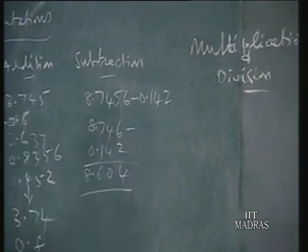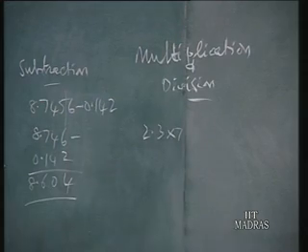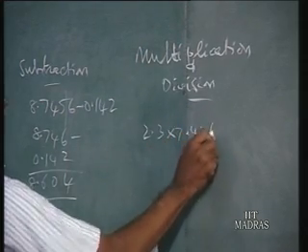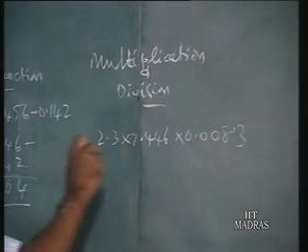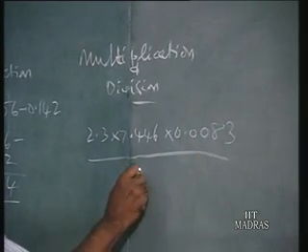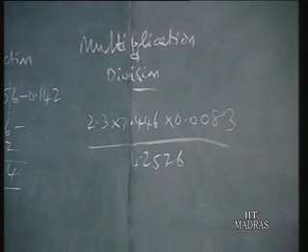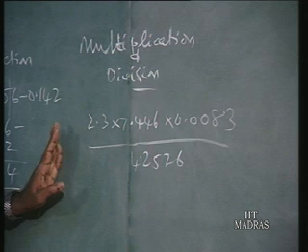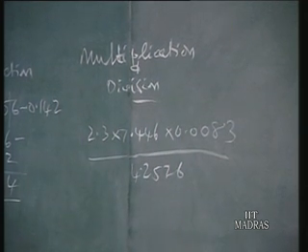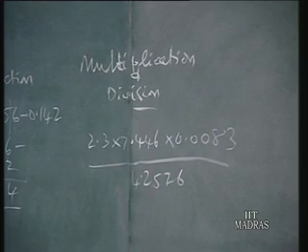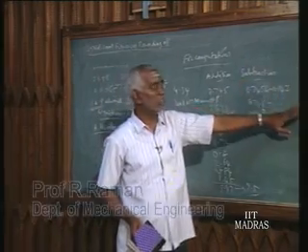Suppose for multiplication and division, we have this: 2.3 into 7.446 into 0.0083 divided by 4.2526. Suppose this is the computation we have to do, and how do we round off the final answer? Here you use the concept of significant figures also. For addition and subtraction we have not used significant figures, but here you have to use them.